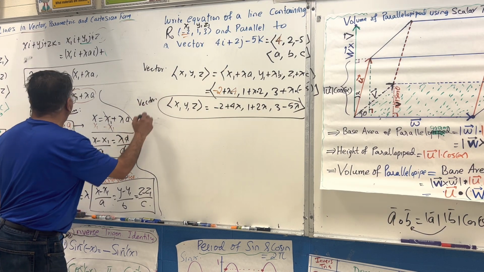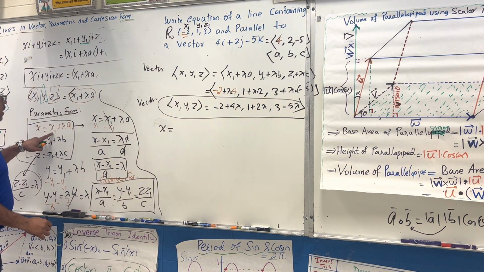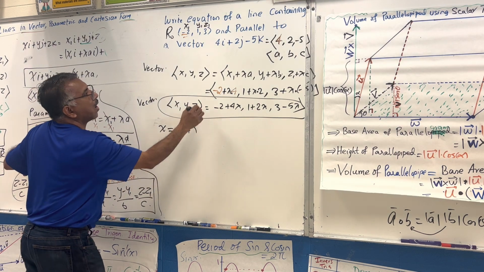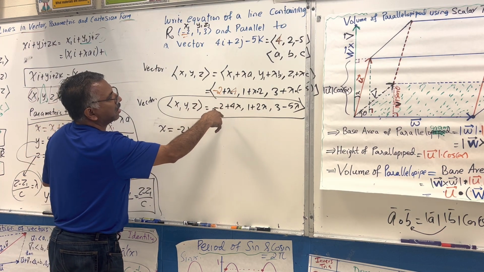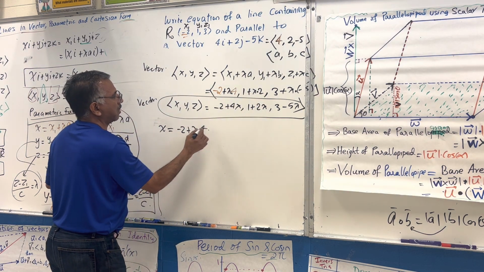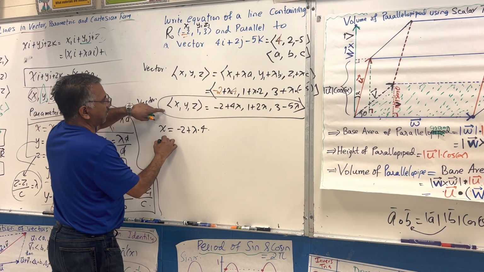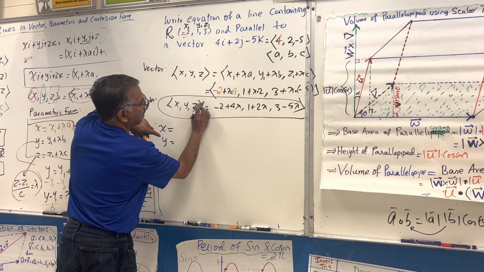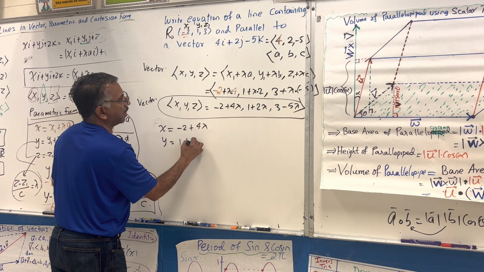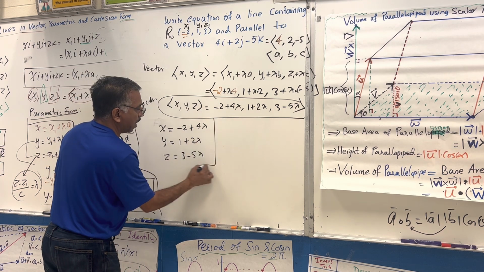If you want to write in the parametric form, x equals x1. So you have to write x equals x1. x1 is right here, minus 2, plus lambda a1. It's the same thing that we are writing here. So lambda a1 is 4, so lambda times 4. So basically you're just writing the same thing. So in the parametric form, x is this, so it is -2 plus 4 lambda. Then y is 1 plus 2 lambda, and z is 3 minus 5 lambda.